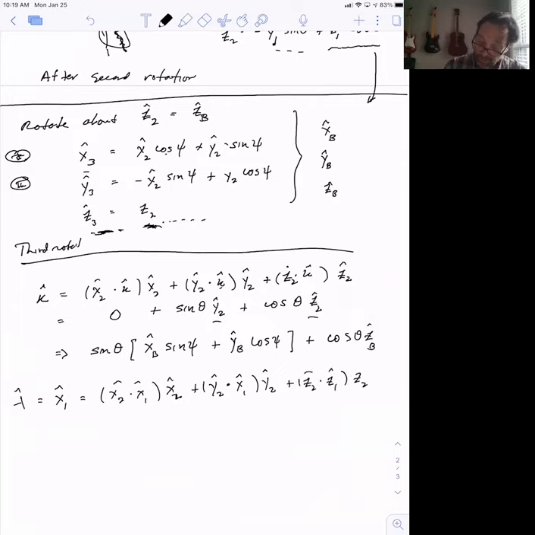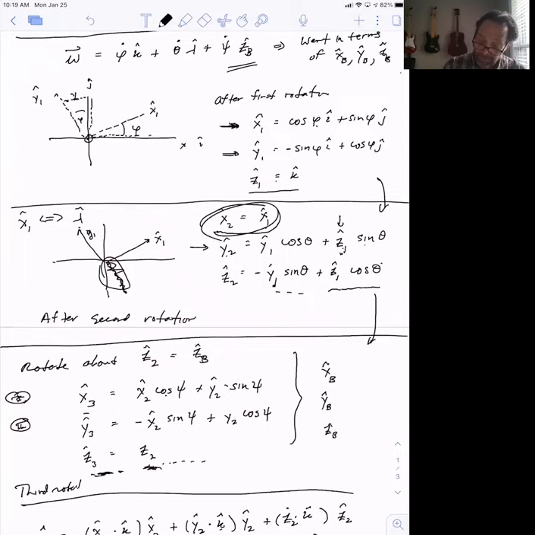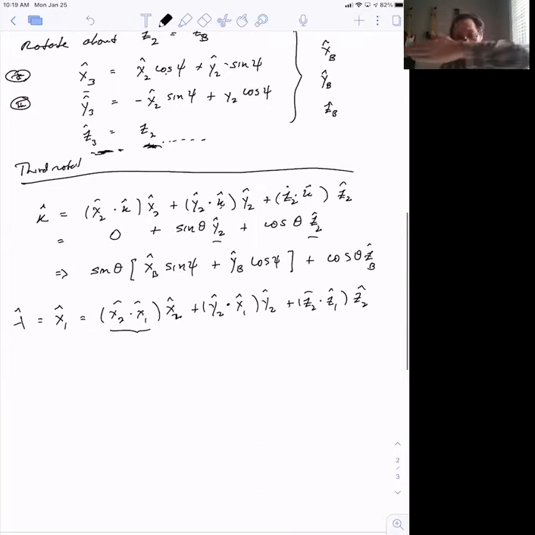Okay, so x1 dot x2, these are the same, because remember back here, x1 and x2 are the same. You rotate and you rotate back. The line of nodes is a line of nodes. So this comes out to be 1. So that's just x2 hat.